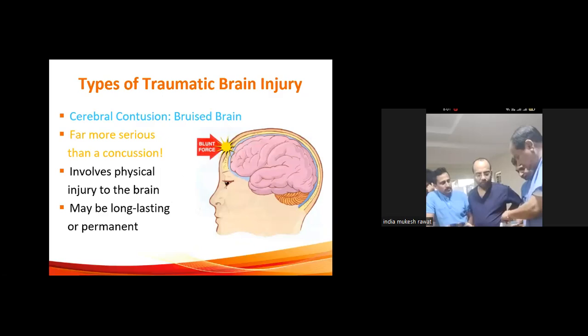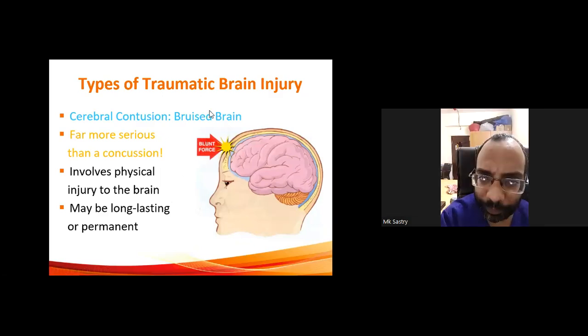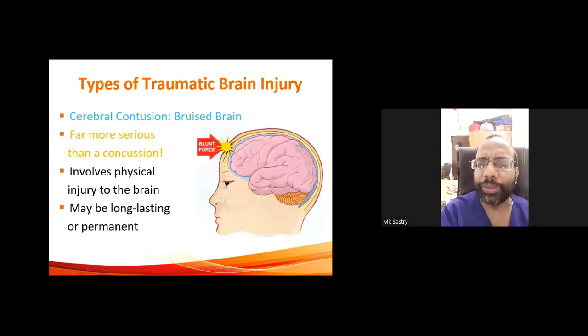Now we are studying types of brain injury. It is called cerebral contusion. Number one, it is far more serious than a concussion. It involves physical injury to the brain and may be long-lasting or permanent. It happens during the accident when you hit the skull hard, so you have a bleed inside the brain and it is very difficult to recover. Generally, midline shift is there and the patient is always in a state of coma. Sometimes he recovers from the coma, but it is difficult to live.